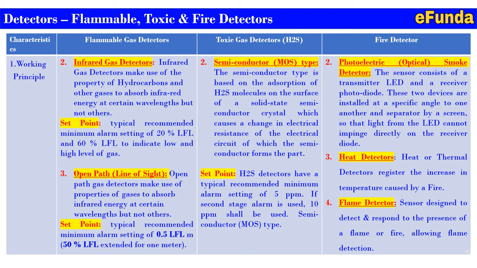Under the fire detector, second is the photoelectric, that is optical smoke detector, where the sensor consists of a transmitter LED and a receiver as a photodiode. These two devices are installed at a specific angle to one another and separated by a screen, so that the light from the LED cannot impinge directly on the receiver diode.